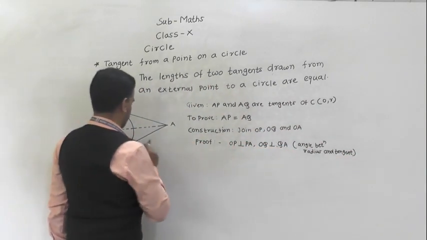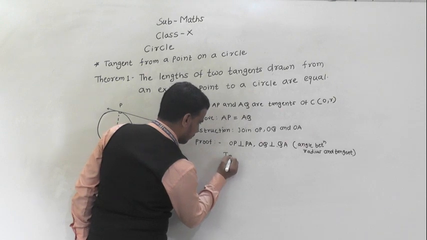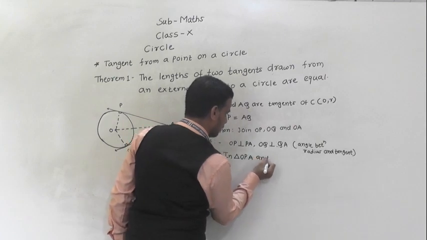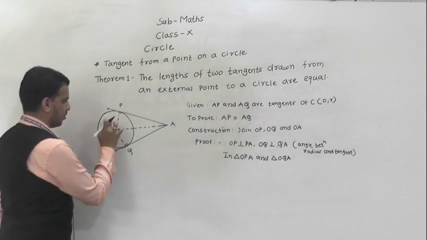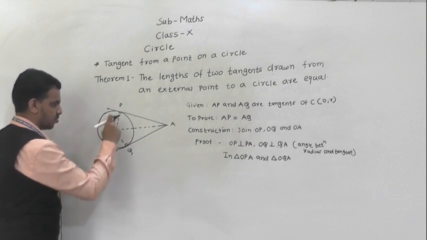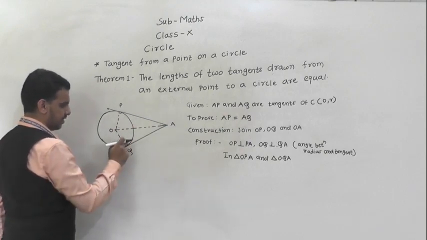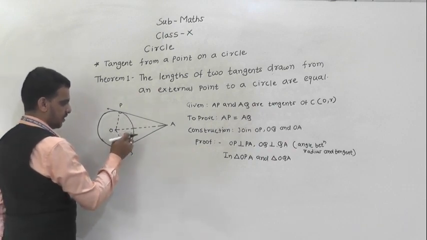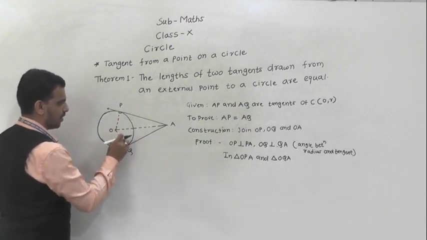Now we prove that these two triangles are congruent. In triangle OPA and triangle OQA, OP is equal to OQ because OP and OQ are radii of the same circle. Angle OPA and angle OQA are 90 degrees, and OA is a common side of these two triangles. OA is the hypotenuse, so the two triangles are congruent by the RHS criterion.